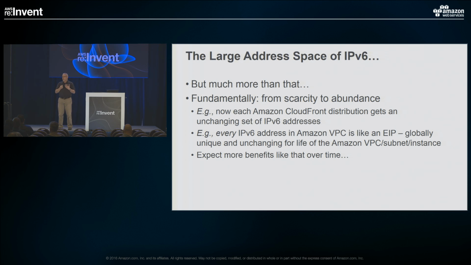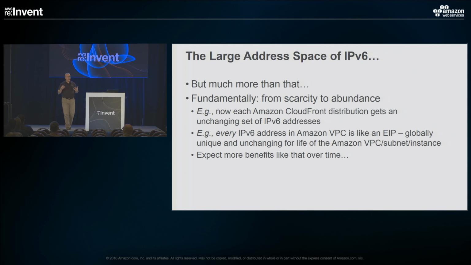But the thing I want to communicate about v6 is it's not just about those millions of addresses, it's about what happens when you go from a world of scarcity to a world of abundance. It really allows some really cool capabilities. There are only a few we can point to today, but I think you'll find there'll be lots of new things we can do as we transition to v6. Just a couple quick examples. Today in CloudFront, for the first time, you can have a fixed set of unchanging v6 addresses for your distribution. Think about that. You can have A records for CloudFront.